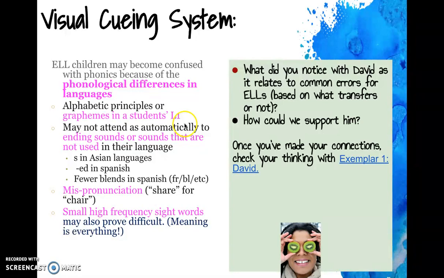Just to highlight a couple of things, you will notice that David struggled with the blends SK and GL in the words sky and glider. This is a good example of language transfer. Those two blends do not exist in the Spanish language, so it is much harder to blend those in English. This doesn't mean he cannot do it, it just means we may need to focus our instruction a little more around these pieces.